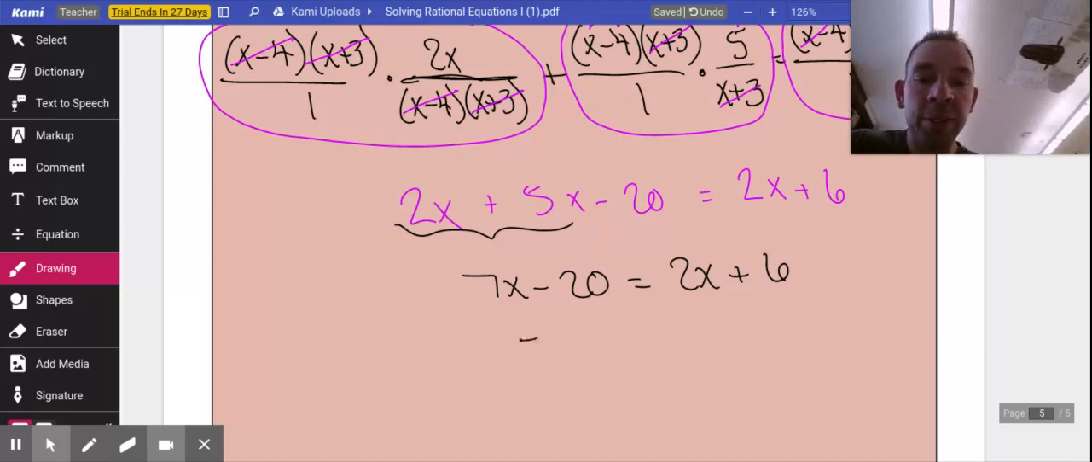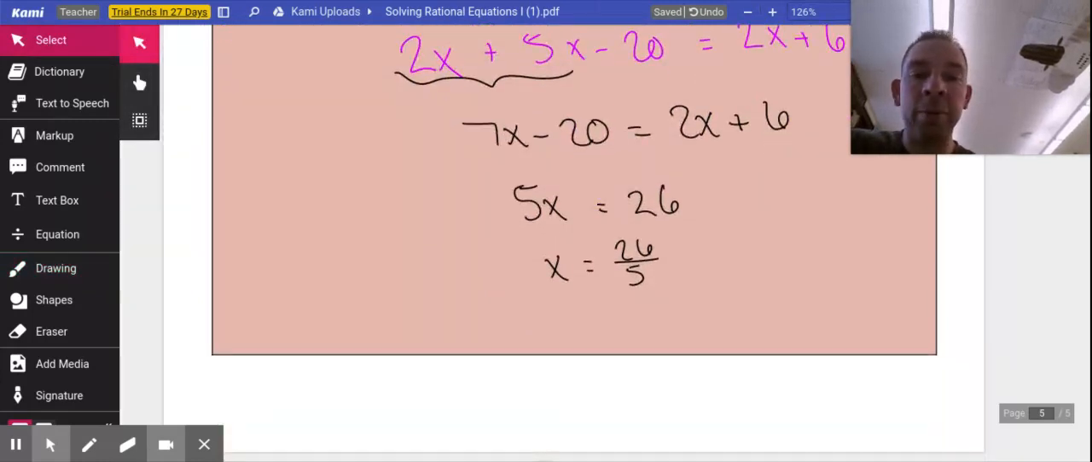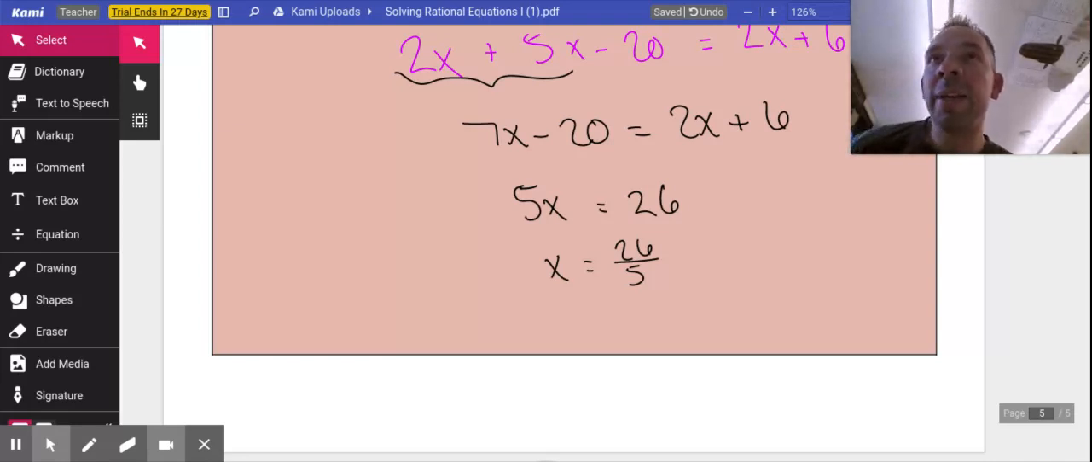So I'm going to subtract a 2x from both sides, and then I'm going to add a 20 to both sides, and we'll get x equals 26 over 5. And I'll tell you what, anytime I get an interesting number like that, I get a little bit nervous as to whether it's the correct answer or not. So I certainly want to try to check that answer.